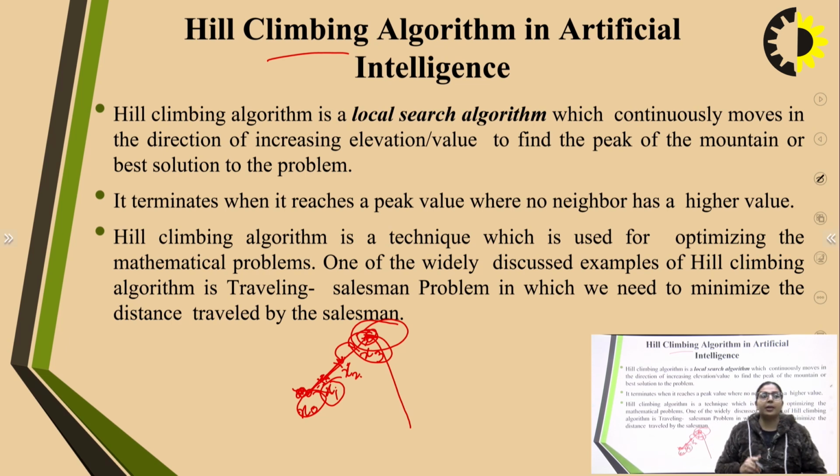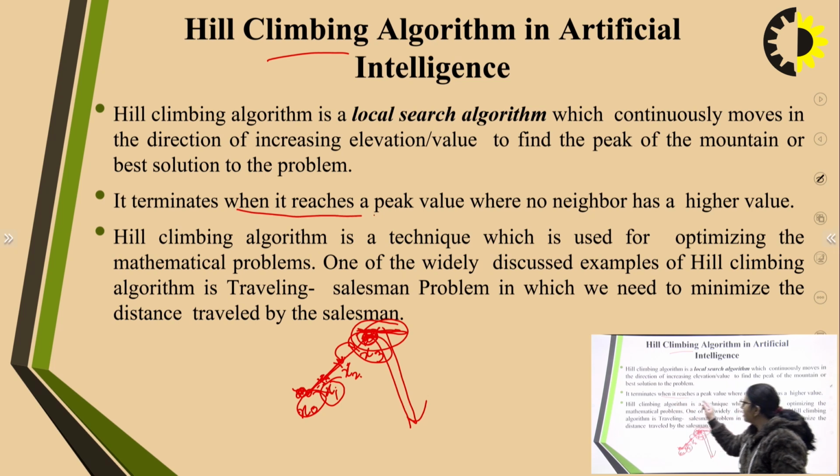When does it terminate? It terminates when it reaches a peak value where no neighbor has the same or a higher value. It means if we reach x3 and want to find a still better or more appropriate solution, but when we move we find a drop down, or we find values in decreasing order, then we consider that it has terminated. Why?